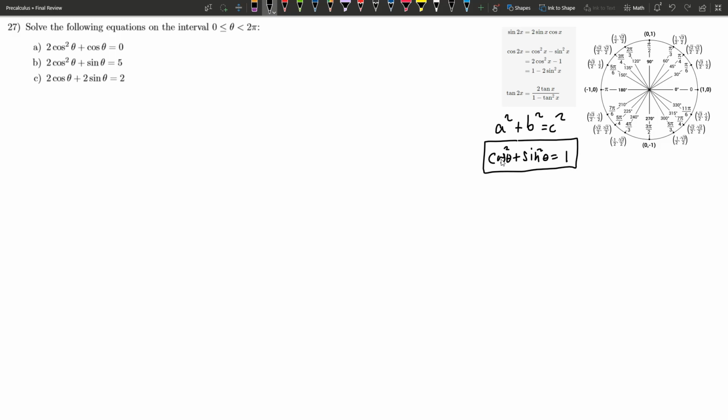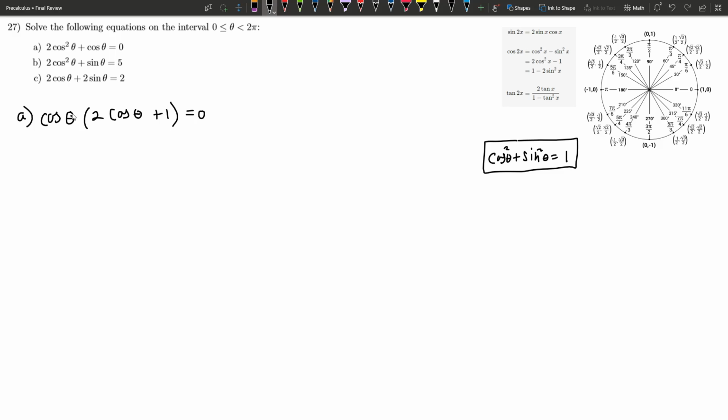So let's use this to solve the problems. Just erase that. Okay, so for A, I notice that we have a cosine in both of them. So let's factor out a cosine of theta. And we end up with 2 cosine theta plus 1 equals 0. If you don't understand what I did, I just saw that there's a cosine in each of them and I took it out.